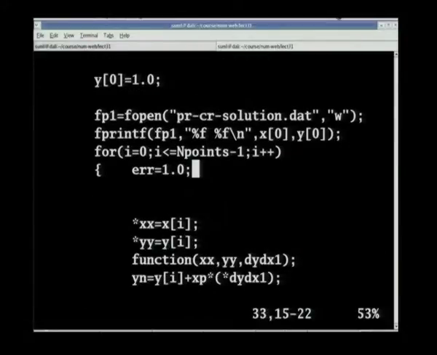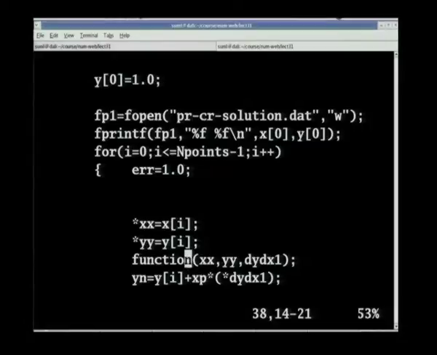Now I start with an error equal to 1. I want to do this solution at every point, starting from i equal to 1. So at every i+1 point, I need to solve this. I start with the first point, so I put the error equal to 1, and I am doing xx and yy at x of i and y of i, that is x of 0, y of 0. Those are the starting values. Now I evaluate the function here.